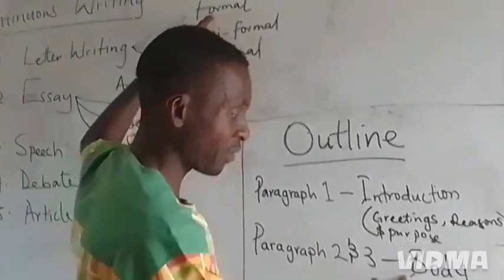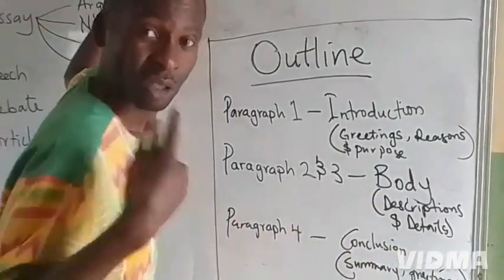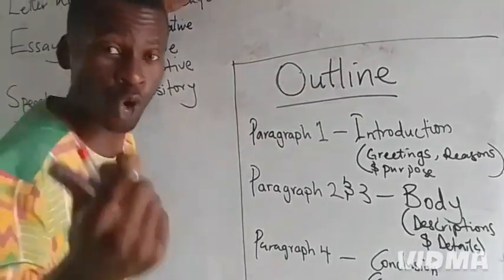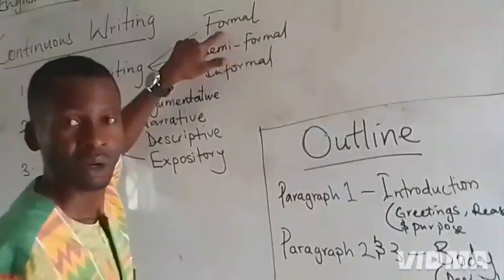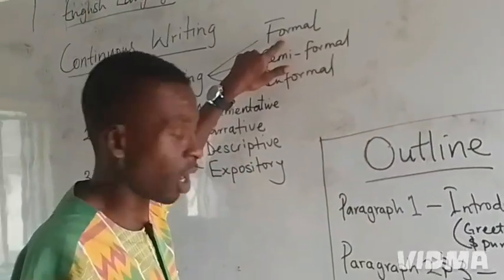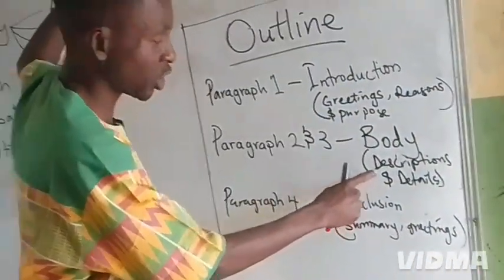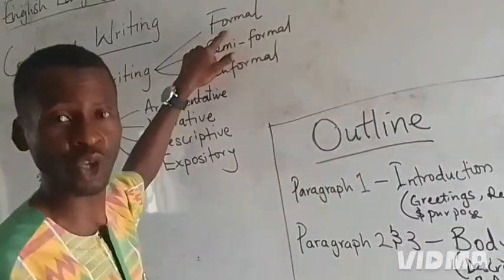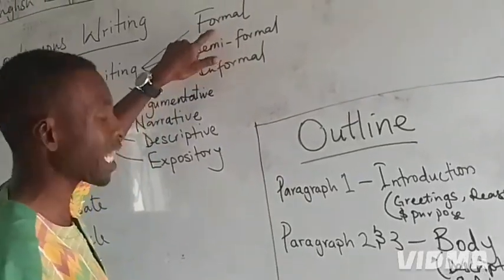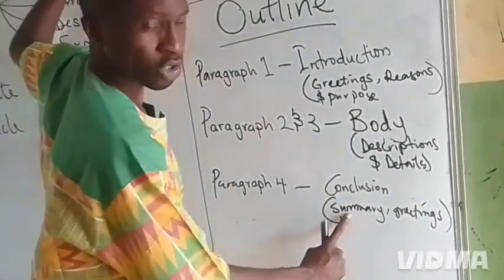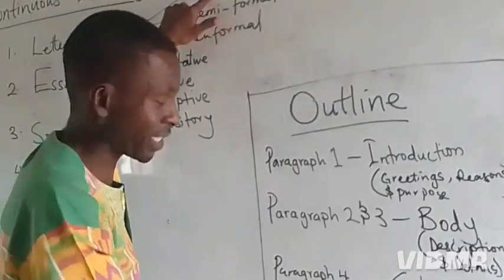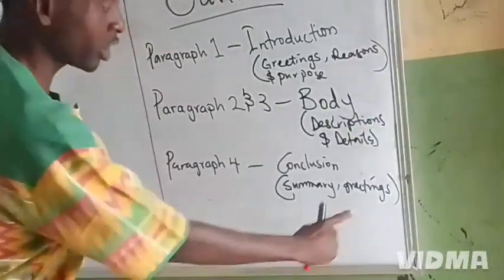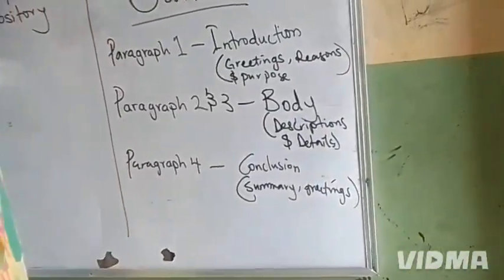The second paragraph, which is the details. Talk about yourself. Let them know who you are. Details. What do you have? Are you applying for a job? What is your qualification? It's going to be in the second paragraph and third paragraph. And then the last paragraph is your conclusion. You now summarize all that you have been writing in one sentence. You don't need to greet in a formal letter.